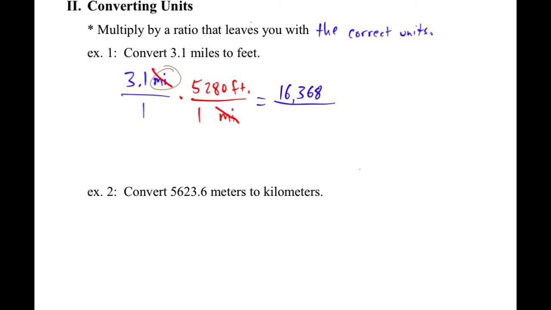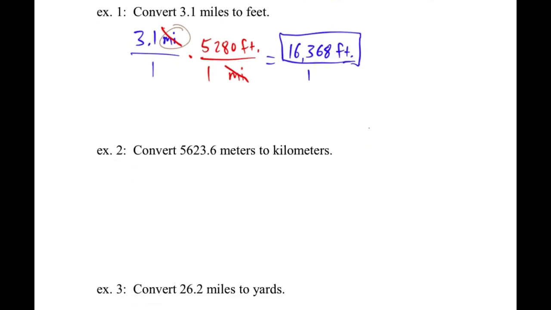And the units that are left in the numerator are feet. Agree? Feet are the only thing that's left. In the denominator, I have 1 times 1, which is 1. And are there any units in the denominator? No. So my final answer is there's 16,368 feet in 1 mile. Yes? Because we multiplied it by 1, we have the same distance, the same length.